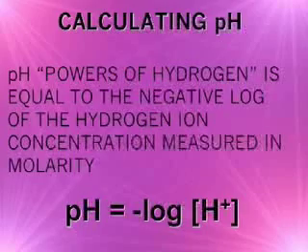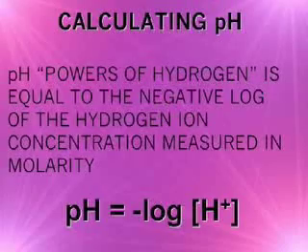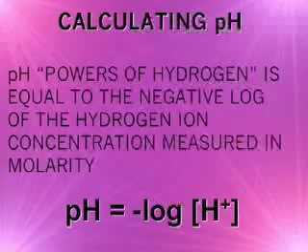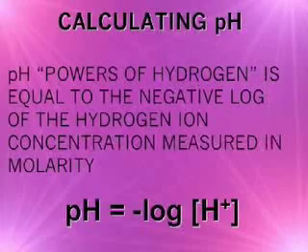Okay then, to calculate pH, fairly simple. It's the negative log of the hydrogen ion concentration in molarity. Molarity being moles per liter. So again, to calculate pH, you take the negative logarithm of the hydrogen ion concentration of the solution in molarity. For instance, if your hydrogen ion concentration was 10 to the negative 7th, your pH would be 7.